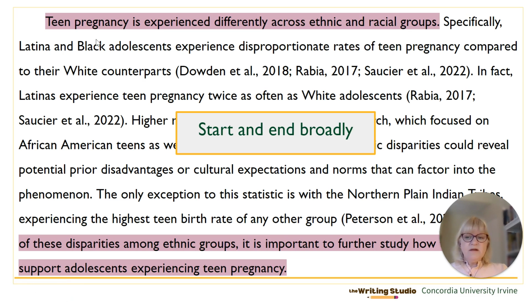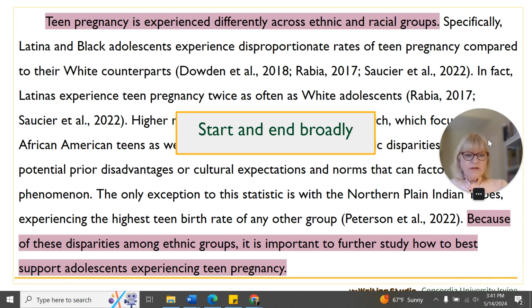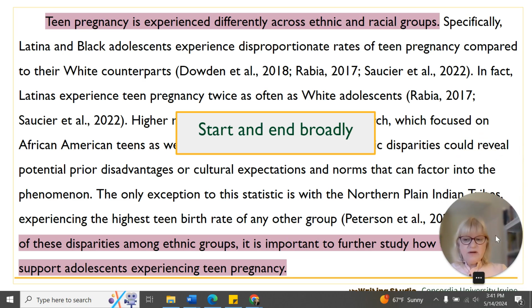So the topic here is that teen pregnancy is experienced differently across ethnic and racial groups. And then at the end of the paragraph, it says, because of these disparities among ethnic groups, it's important to further study how best to support adolescents experiencing teen pregnancy. So you start and end your paragraph broadly.